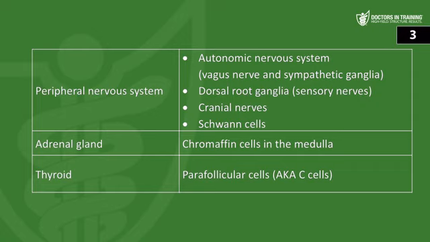cells. Now, in the adrenal gland, you're going to see those become the chromaffin cells in the medulla. And then in the thyroid, you're going to see them become the parafollicular cells, also known as those C cells.